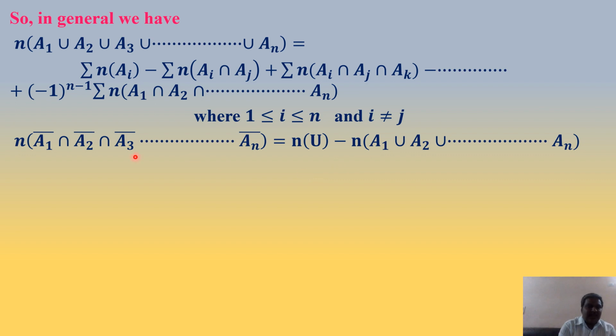What does the left side mean? n of A1 bar intersection A2 bar and so on up to An bar means none of the sets will happen. With respect to set sense, none of the elements is contained in A1, A2, A3 and so on up to An. With respect to event sense, none of the events A1, A2, A3 and so on up to An will happen. Neither A1 nor A2 nor A3 and so on up to nor An. That is the meaning.